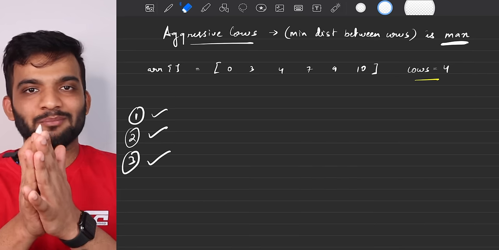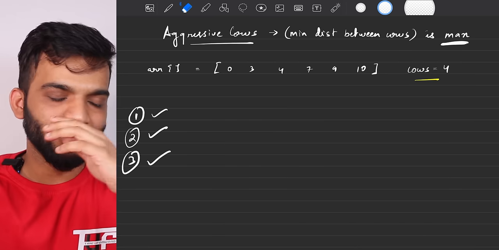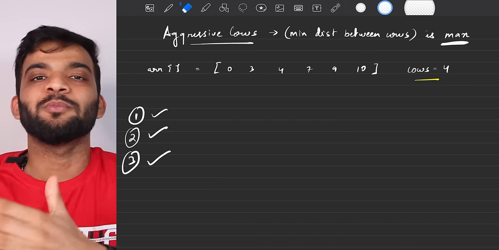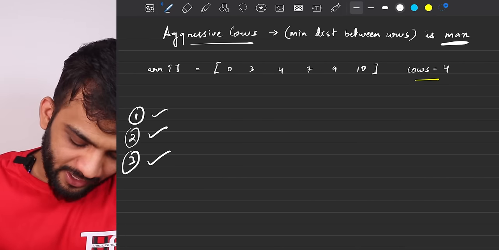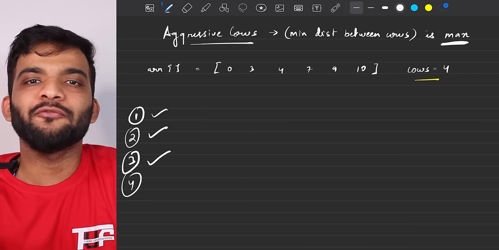The configurations can be numerous. We need to just keep on making sure that it is possible or not. I'm not looking for the configuration, I'm looking for whether it is possible or not. Okay, so time to increase the value. Because I'm looking for max, let's check if it is possible for 4 or not.